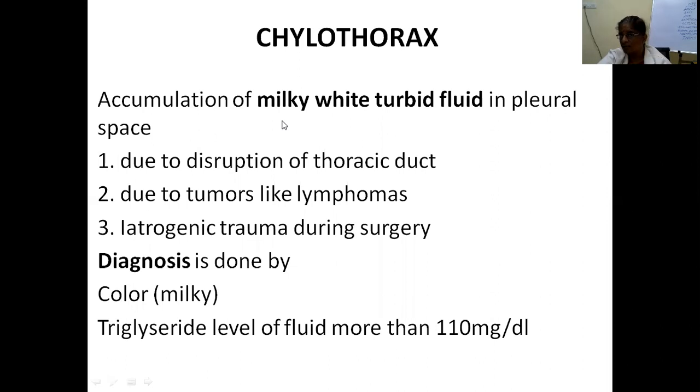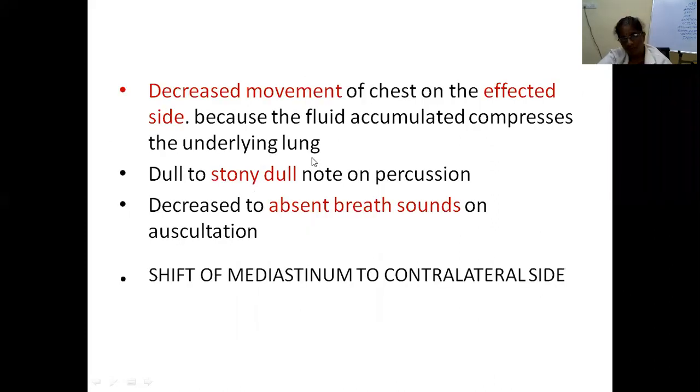Then chylothorax. Chylothorax is milky white turbid fluid that is collected in the pleural space. Chyle occurs when there is any disruption of the thoracic duct, or when there are some tumors like lymphomas, or some iatrogenic injury to the thoracic duct. Diagnosis is by color itself, and triglyceride levels of more than 110 milligrams per deciliter will be there in the fluid. The same physical signs will be there for chylothorax also.